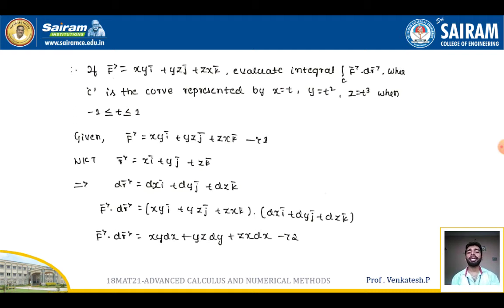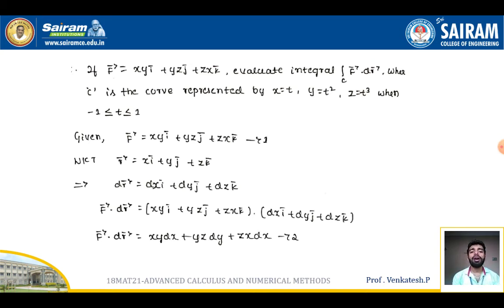So by multiplying f with the dot product of dr, I'll be getting xy i cap plus yz j cap plus zx k cap dot with dx i cap plus dy j cap plus dz k cap. On doing the dot product, I will be getting f dot dr is equal to xy dx plus yz dy plus xz dz. Call it equation number 2. Since they have given x is equal to t, y is equal to t square, z is equal to t cube, in this equation we have to convert all x, y, z in terms of the t variable.